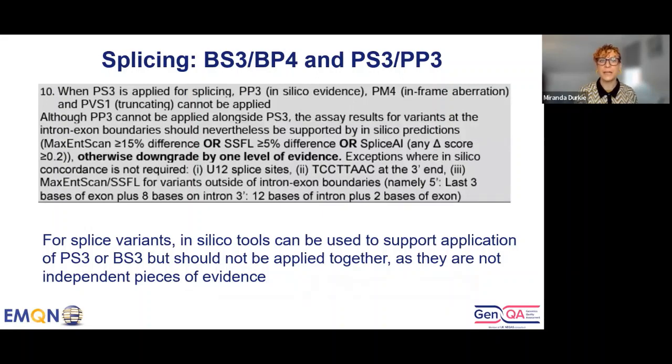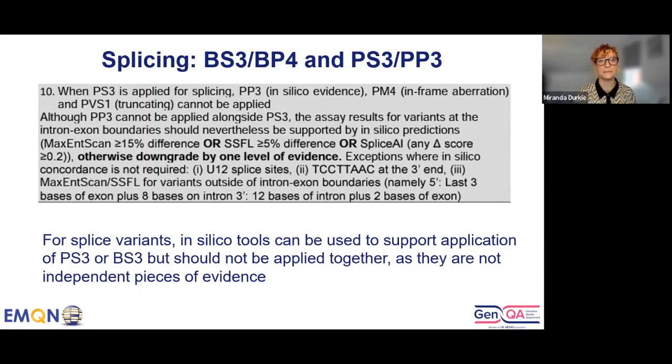Another code where it can be tricky is for splicing, where you shouldn't use BS3 and BP4 together, and PS3 and PP3 together. This can be a little confusing because for a missense change, we do allow these codes together because they are different pieces of evidence. For a missense change, the in silico tools are looking at evolutionary conservation, and your functional assay is looking at function. Whereas for splicing, the in silico tools are just predicting whether there is going to be an effect on splicing, which is then generally confirmed by the RNA studies. So again, we can use the splicing in silico tools to support the application of BS3 or PS3, but not apply them together.